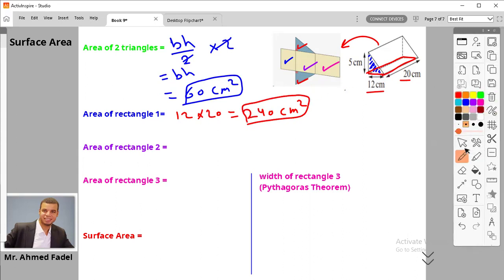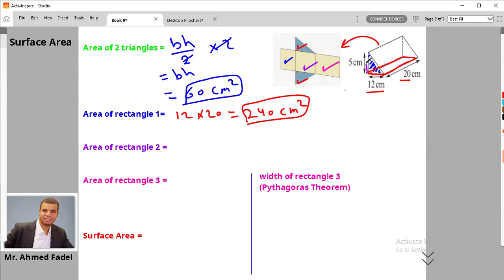After that, we need to find the area of the second rectangle. The second rectangle, which is this one. You see it? Yes, this one. I need to find the area of it. It is the same as this, 5 by 20. So 5 by 20, which is 100 centimeters squared. And this is the area of the second rectangle.